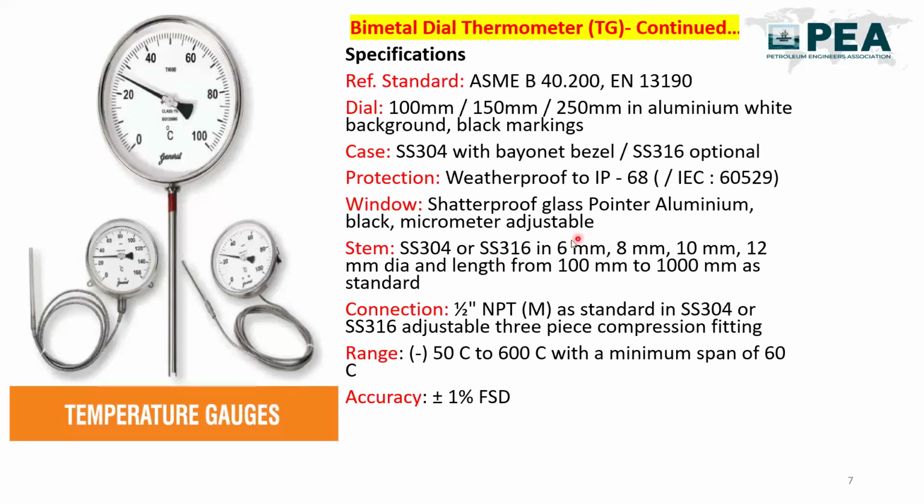Now the diameter of the stem is a very crucial point for you to understand: you cannot choose this diameter by yourself. There are various offerings from the vendor side, like 6 mm, 8 mm, 10 mm, 12 mm. Different diameter sizes are available, but you will select the diameter only after finalization of the thermowell. Once you finalize your thermowell, you will understand what size of stem will be easily inserted in the thermowell.